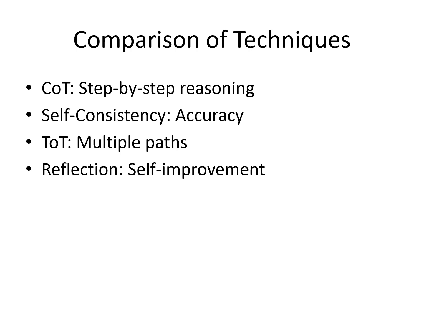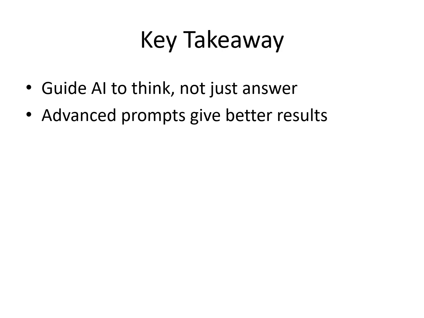When we compare all the techniques, each technique serves a different purpose. Chain of thought focuses on reasoning step by step, self consistency is majorly focused on accuracy, tree of thought on the exploration side, and reflection on self improvement. So this is how you can compare all these reasoning techniques.